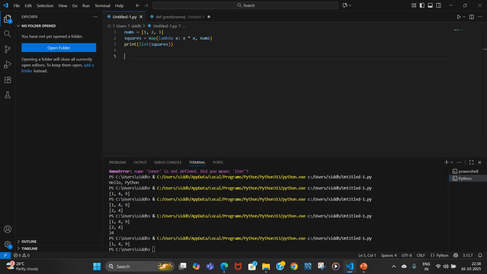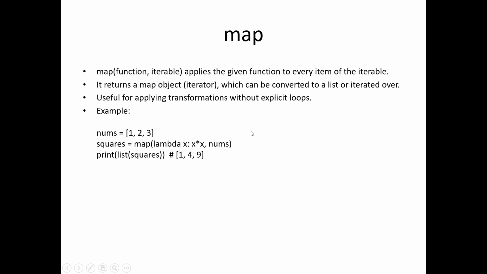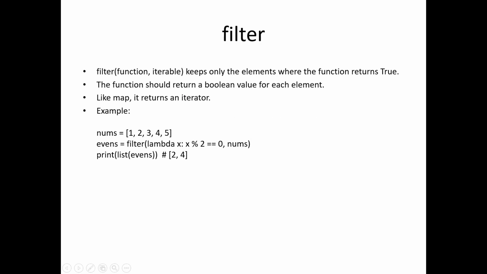This is equivalent to writing a loop to build a new list, but it's cleaner and works easily on large datasets. Let's see our next slide. It's for filter. Filter is used to select elements from an iterable based on a condition. It takes a function that returns true or false for each element. Only elements for which the function returns true are kept.